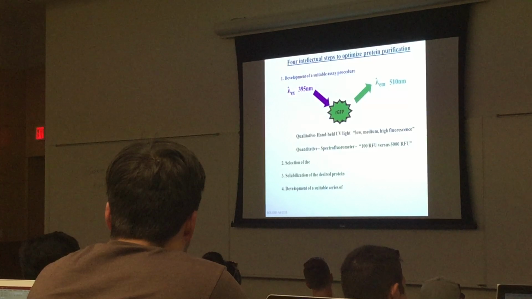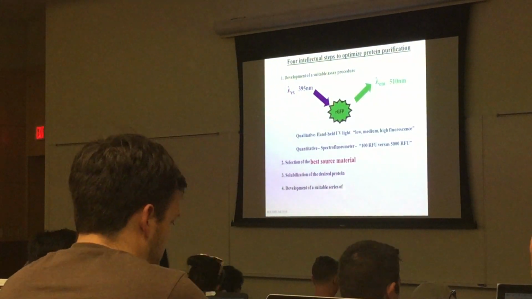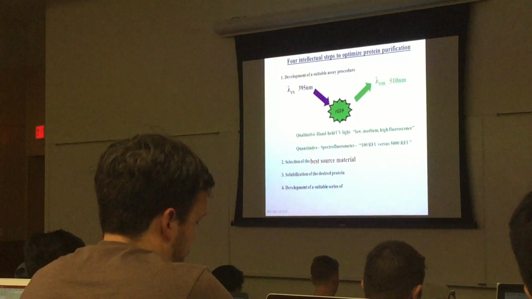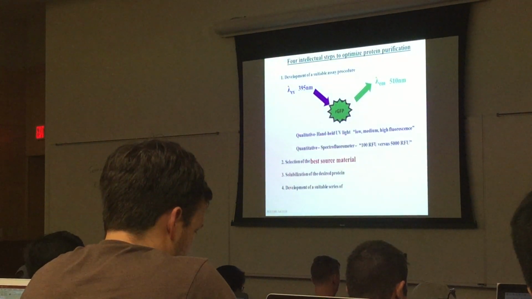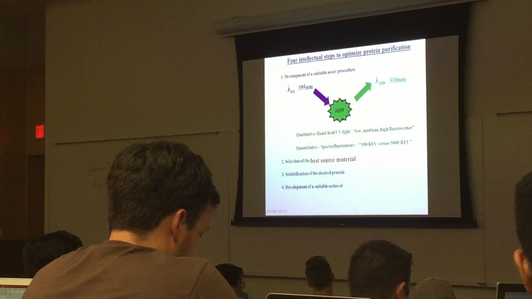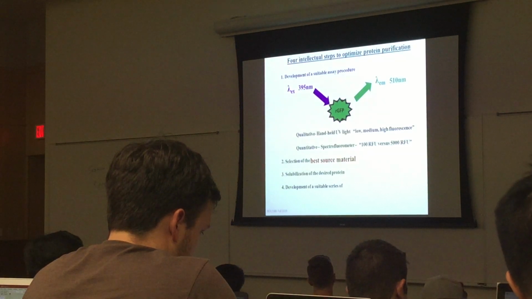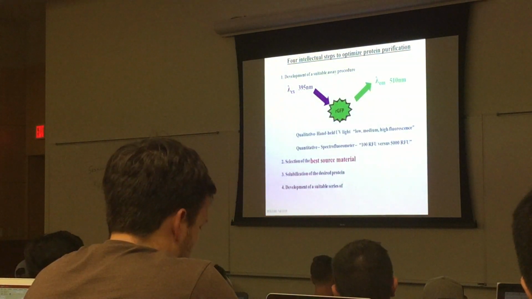Today we're going to talk a little bit about selection of the best source material. Our source material is going to be E. coli. But how do scientists view that? How do they look at that? Where do they go for their material? We're really not going to talk, I'll talk about solubilization of the desired protein right now. It's real easy. I don't have any slides for it.